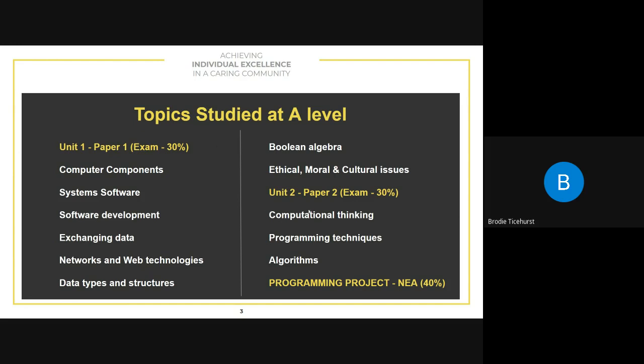Unit 2, as I said before, we look at computational thinking, the problem solving process that is very universally applicable to any part of life, not just computer science. And we look at what typical program techniques and algorithms are used within the field.